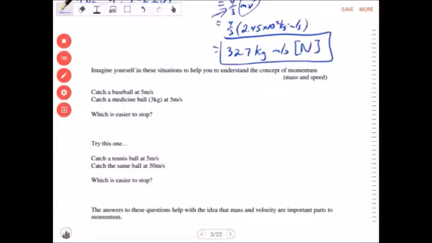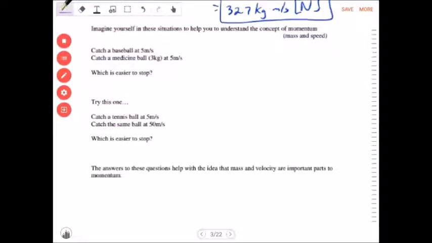Try this one. Catch a tennis ball at 5 meters per second. Now catch the same ball at 50 meters per second. Which one is easier to stop, or which one hurts less? The tennis ball at 5 meters per second, the nice gentle toss, that's pretty easy. 50 meters per second, that hurts. Ouch. That is really, really fast. Assuming you can catch that, it would probably hurt your hand. So which one's easier to stop? Obviously the tennis ball at the slower velocity because it has less momentum. So those answers help with the idea that mass and velocity are both really important parts of momentum.